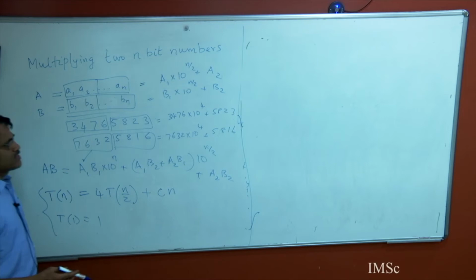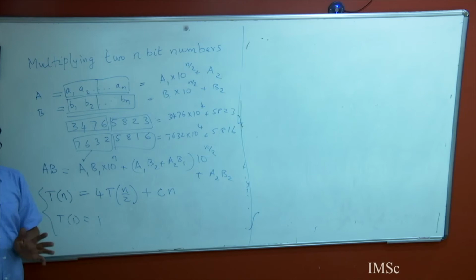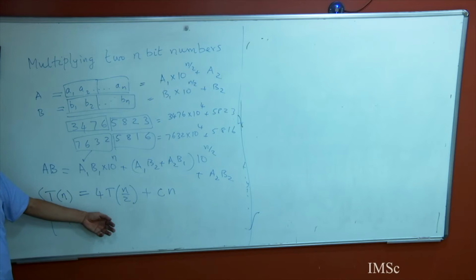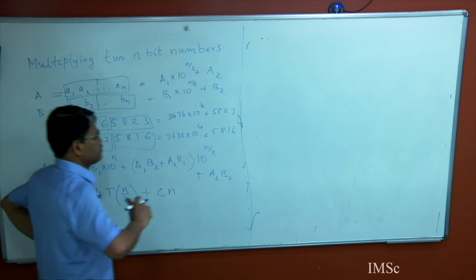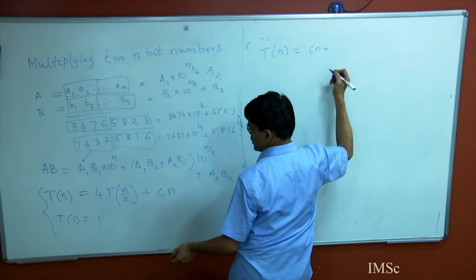Again, assume n is a power of 2, whatever I need, because right now I want to just get hold of the asymptotic running time. What is our benchmark running time which we are trying to compare with? N square. N square is what we had. So I'm going to say T of n is C of n plus 4 times T of n by 2. So let's expand it.